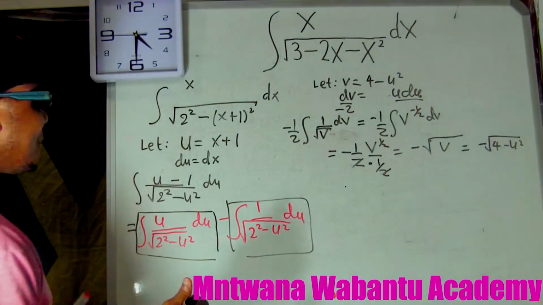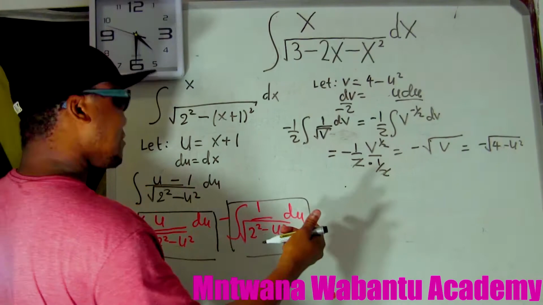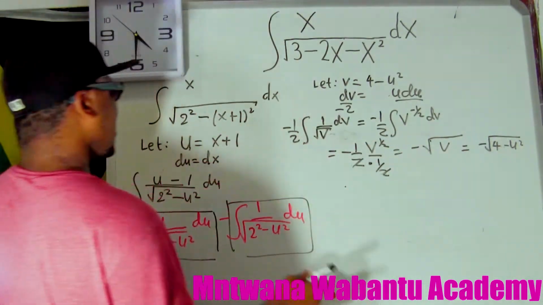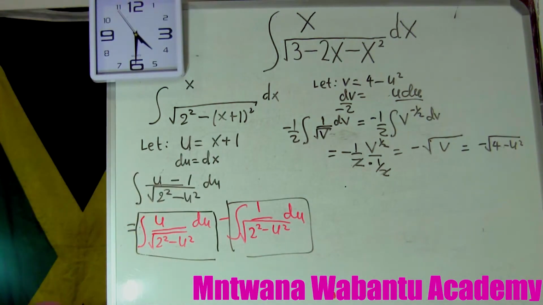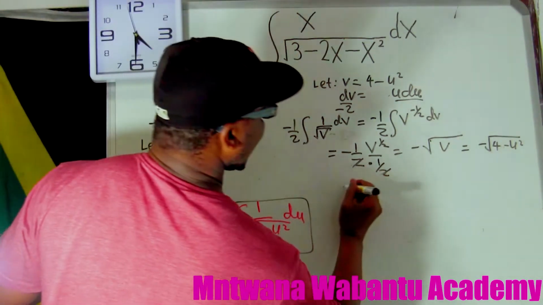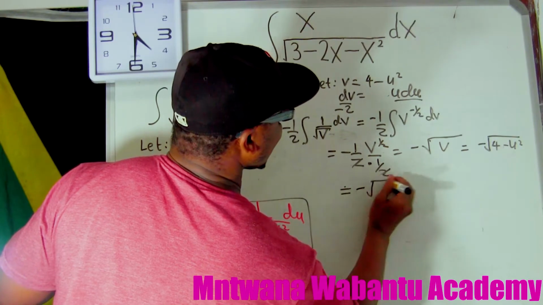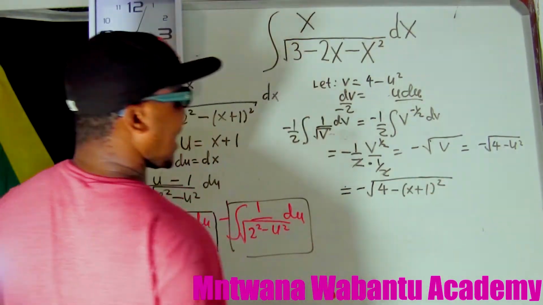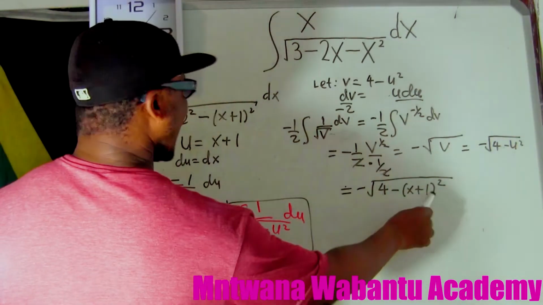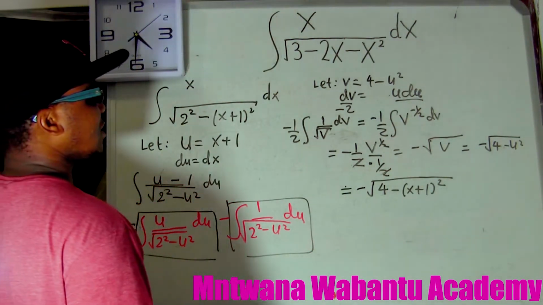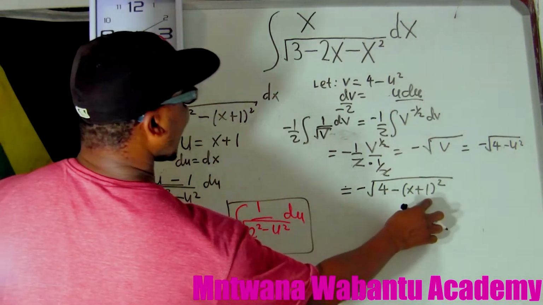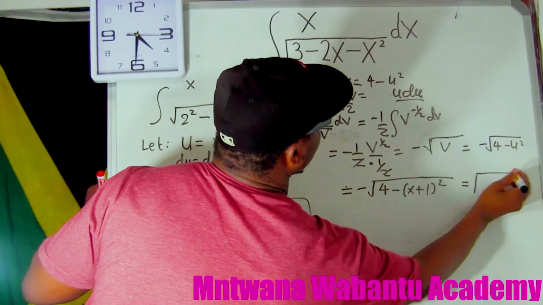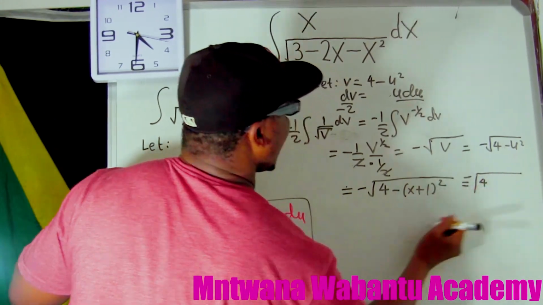But then I need to go back, because in the equation they're given in terms of x. So what is u? u equals x plus 1. u equals x plus 1. So this is going to become negative square root of 4 minus (x plus 1) squared. And then you can simplify further.